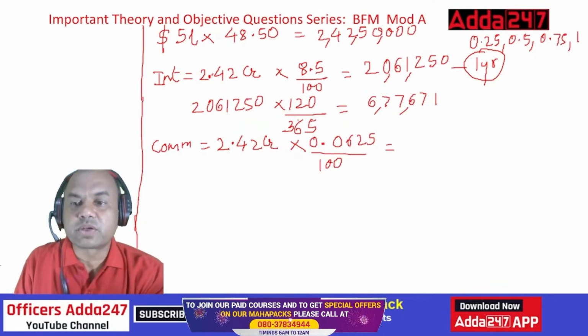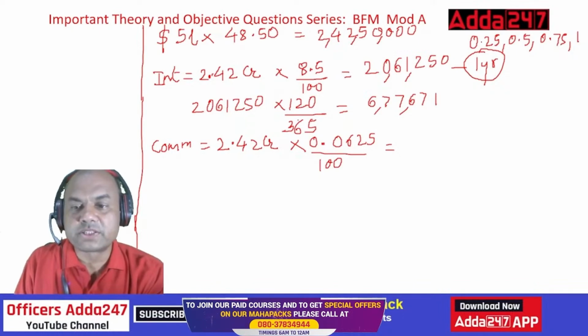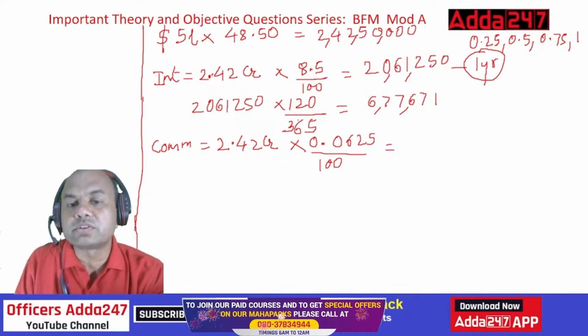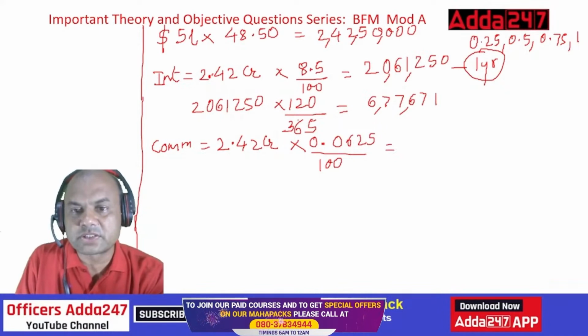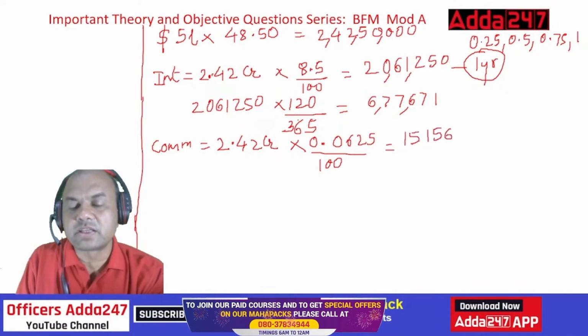Now on this, what am I doing? Commission 0.0625 into 0.0625 upon 100, because it is percent. So it will be what? 15,156. Are you getting the same answer? 15,156. Are you getting the same?